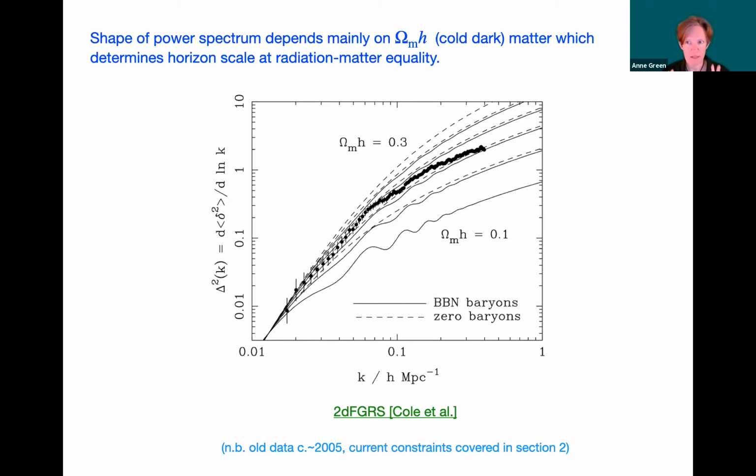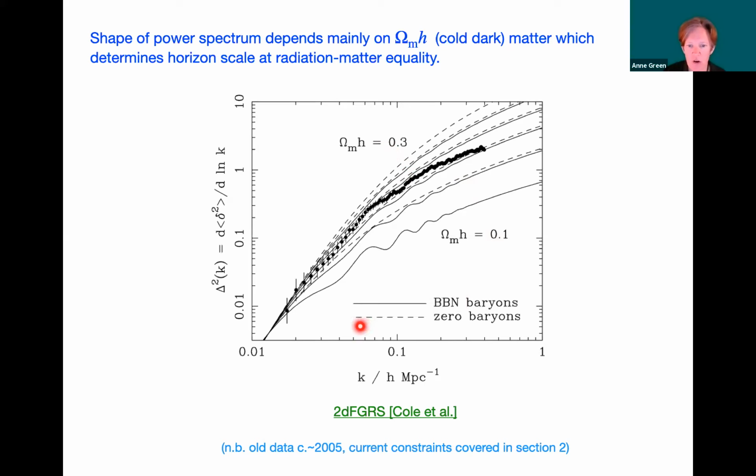And so again, this is an old figure with old data in, but I couldn't find any more modern figures that showed this so clearly. So we've got theoretical predictions as the lines compared to the data points for a particular slightly different form of the power spectrum. And the solid lines going from bottom to top are changing the combination of omega matter times little h from 0.1 up to 0.3.